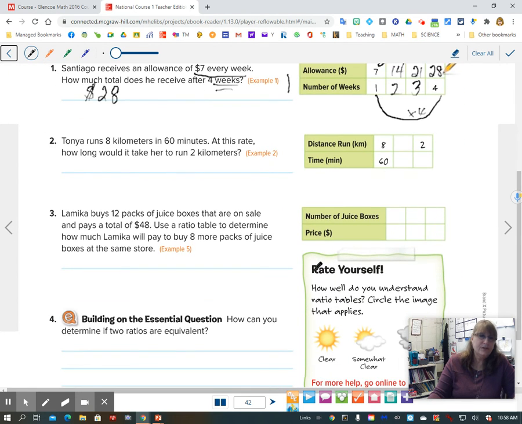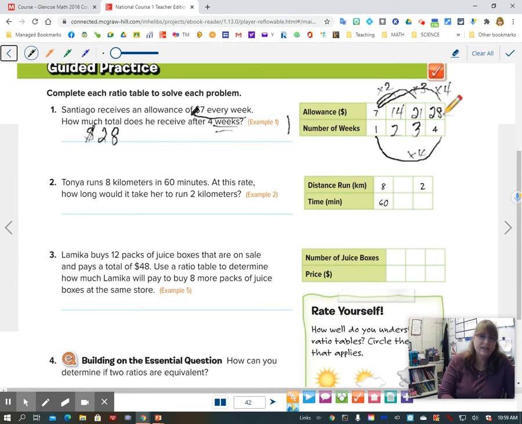Okay, guided practice number 2. Tanya runs 8 kilometers in 60 minutes. At this rate, how long will it take her to run 2 kilometers? So we have 8 and 2. We can divide 8 by 4 and get 2, or we could just put 4 in the middle. That's what I'm going to do, kind of do by steps, because 60 is a bigger number, and if you divide it by 4, it might get a little confusing. But if we break it down, it's a little bit easier to do.